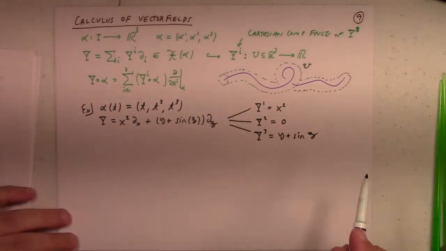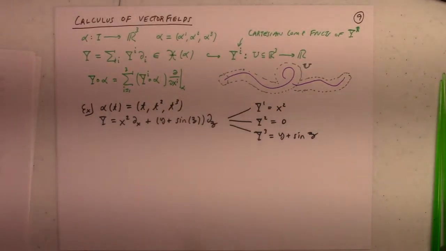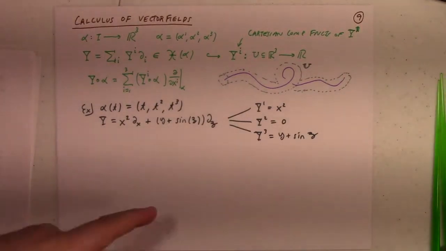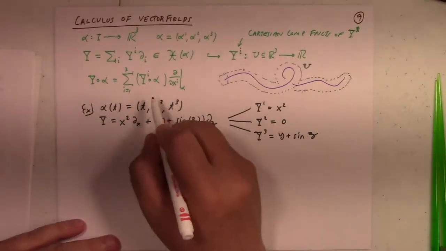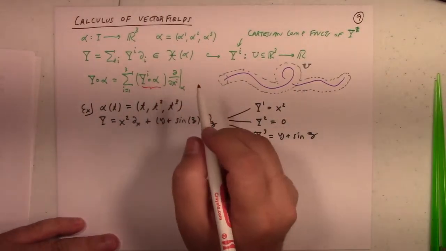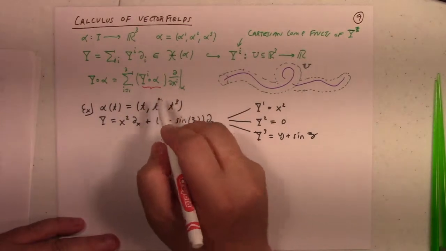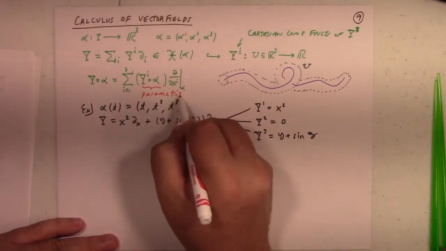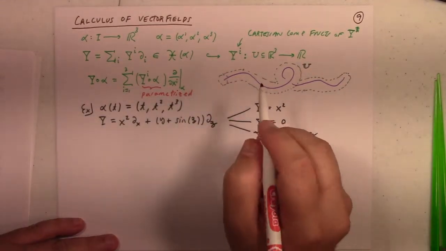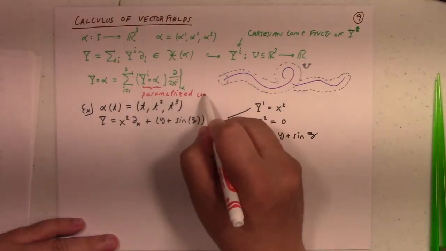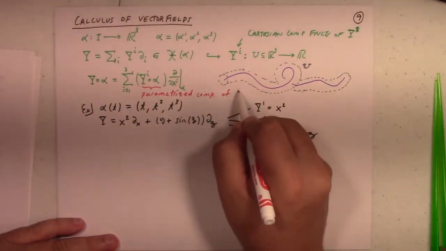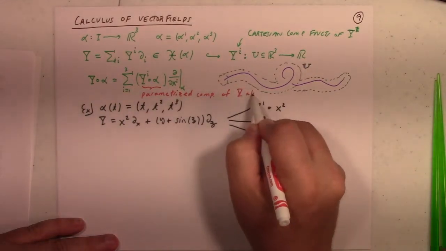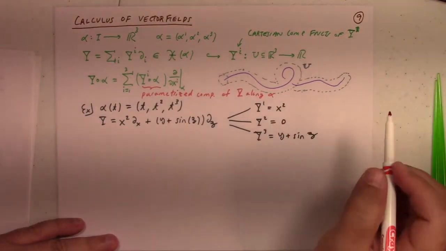Then, I forgot to tell you what these things are called. I gave them a name. I said that these are the parametrized components. I don't know if other people give them a name or not. I'm going to give them a name. Parametrized components of y along alpha. It's kind of an awful name, but there it is.